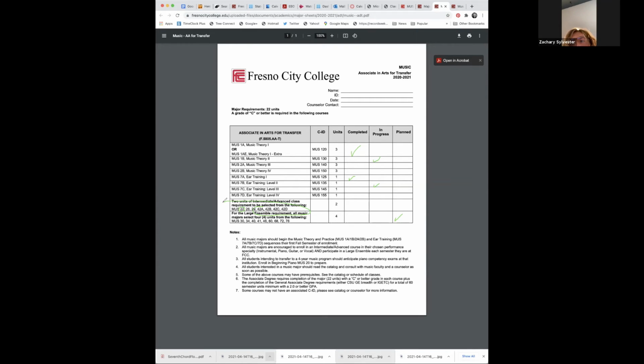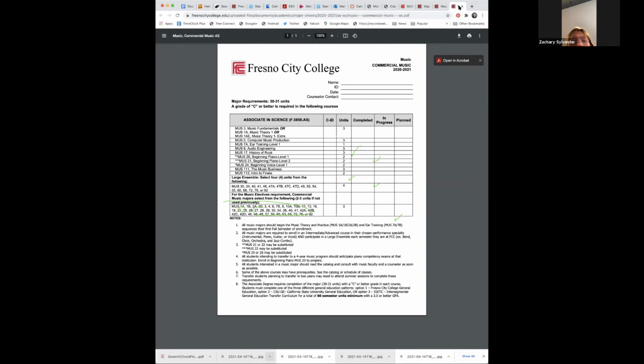I had a question. Go ahead. This is actually for commercial music, but just looking at this reminded me, do we not have to take all of the extra music theory and ear training classes for that major? Commercial music, no, you don't. You're actually done for commercial music if you'd like to be. You're taking electives right now if commercial music's your major, because you only have to do one theory and one ear training, which you've already done. Dang.